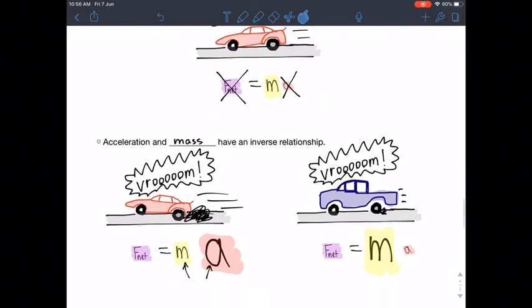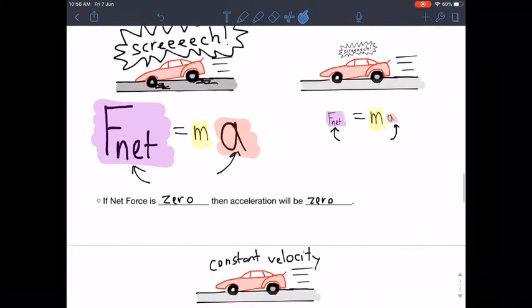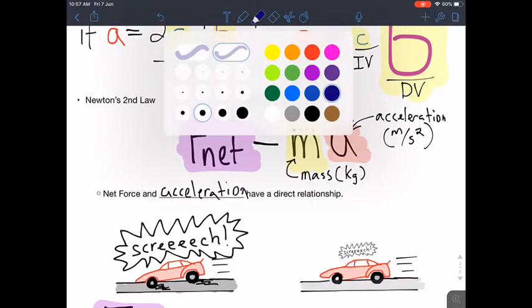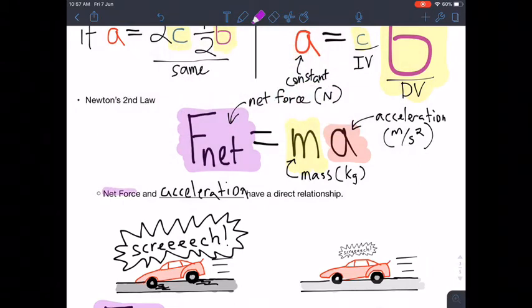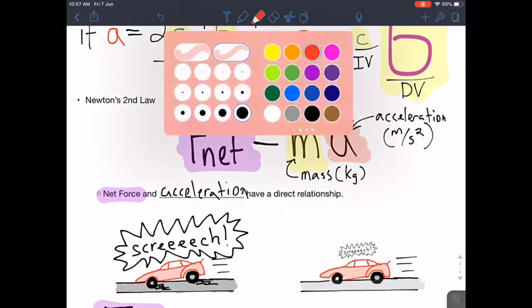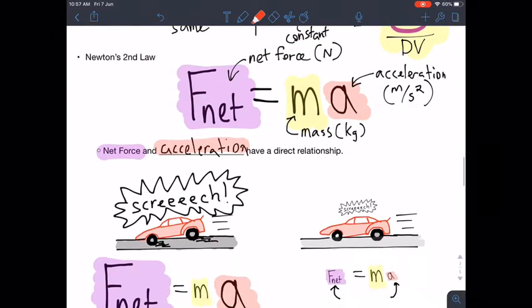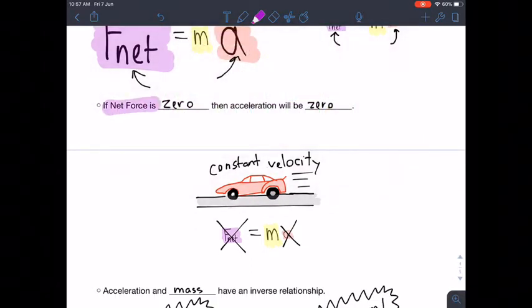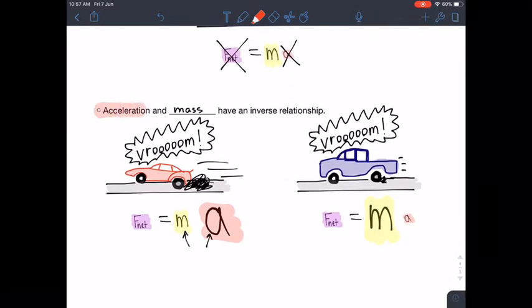Just to make sure that we keep this all straight, I actually want us to go back to where we said net force and acceleration have a direct relationship, and I want us to color code those. So we're going to get a little bit bigger highlighter: net force and acceleration have a direct relationship. And we said that if the net force is 0, the acceleration will be 0. Now down here we're talking about acceleration and mass have an inverse relationship. I like to use those color codes because we're talking about different things. We don't want to get them confused, okay?